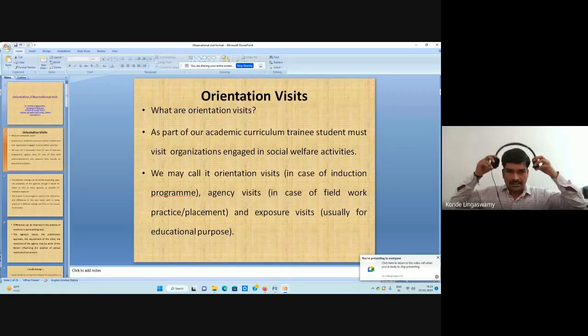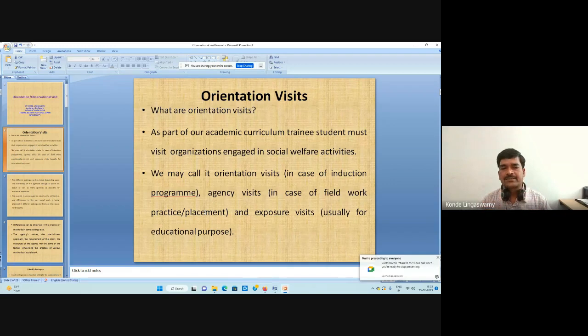What are orientation visits? As part of our academic curriculum, trainee students must visit organizations engaged in social welfare activities. You are the social work students. As part of our academic curriculum, you must visit organizations engaged in social welfare activities.